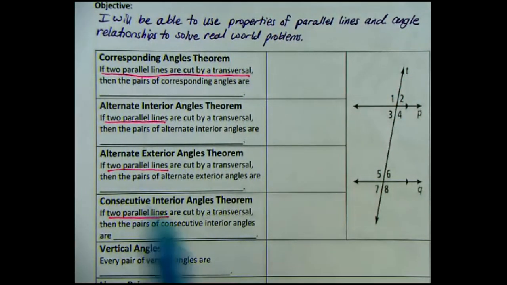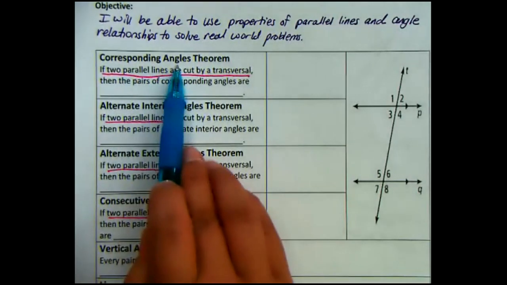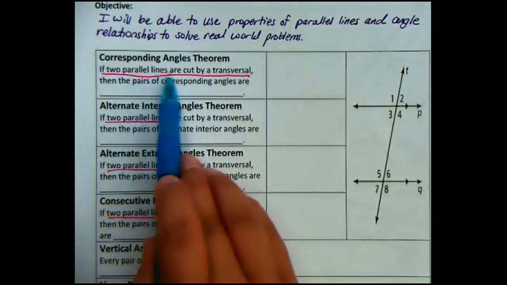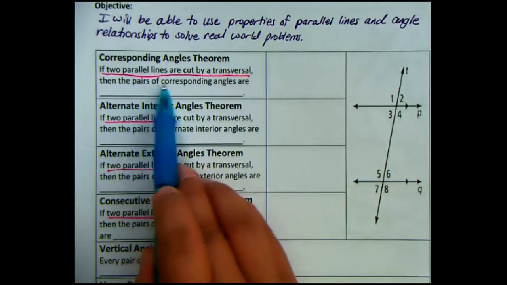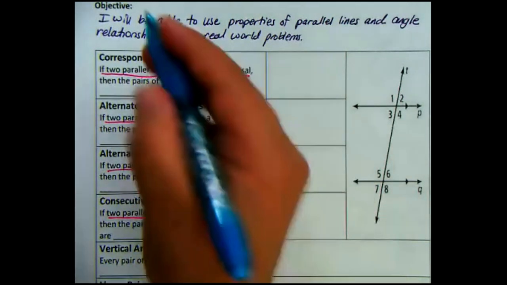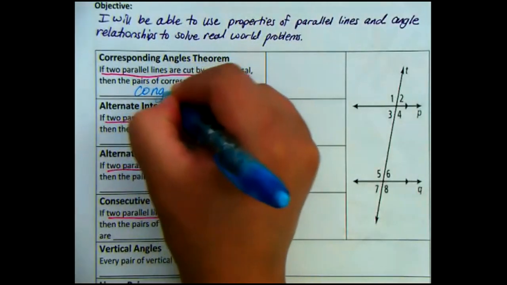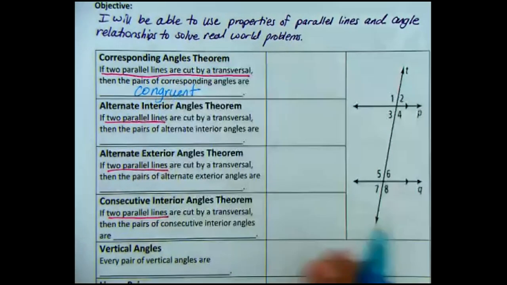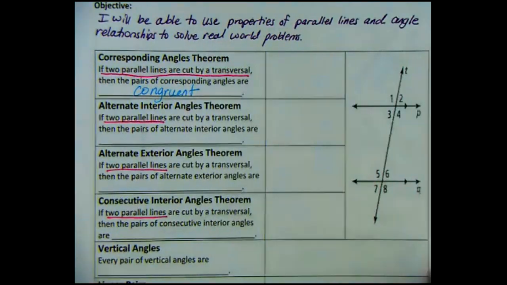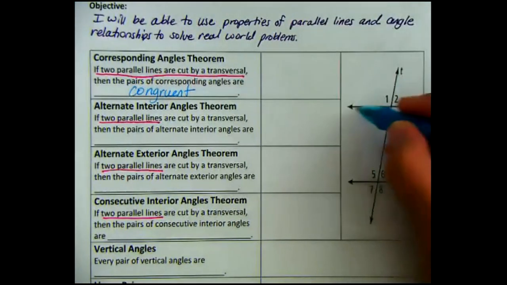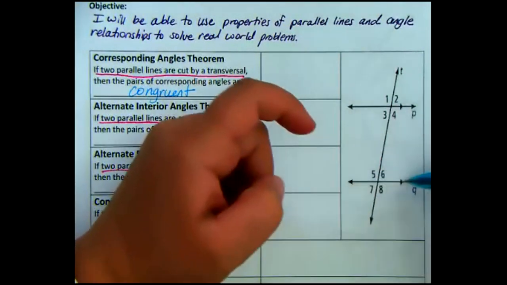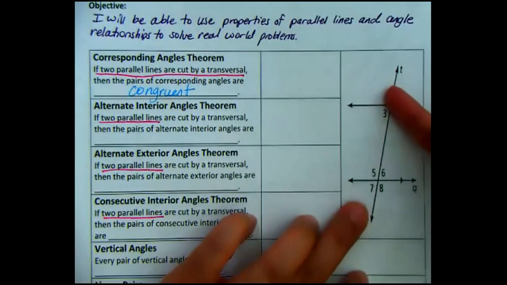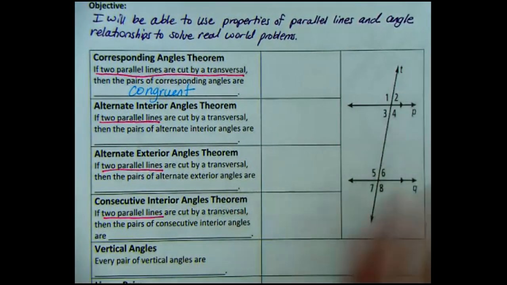So let's take a look here. For corresponding angles, if two parallel lines are cut by a transversal, then the pairs of corresponding angles are congruent. Because our transversal ends up cutting a parallel line and a parallel line, we end up having the same measurements in every corner, okay?